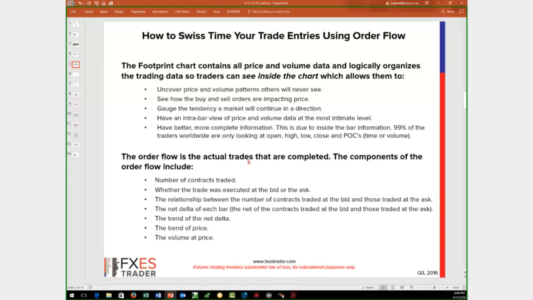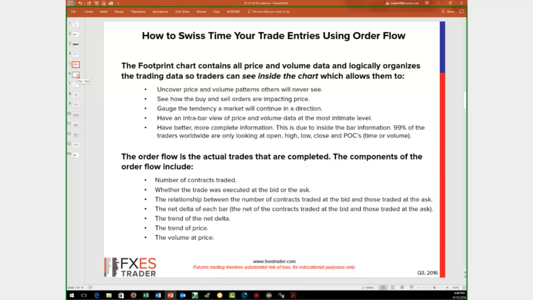So order flow is the actual trades that are completed, what I like to call the aggressive trade. The components of order flow include the number of contracts traded, whether they're executed at the bid or the ask, the relationship between the number of contracts traded at the bid and those traded at the ask, and then the net delta. I'll show this to you to make it clearer when I pop into the software. But we're looking really for the trend of the net delta. Are we increasing or decreasing? Again, are we facilitating price one way or the other? It also gives you the trend of price and the volume of that price.